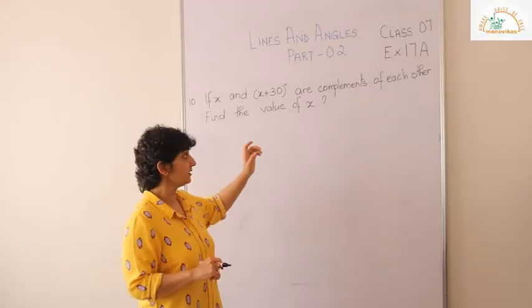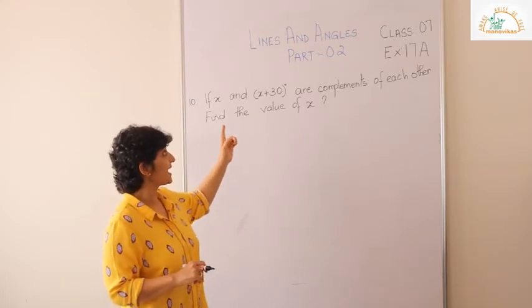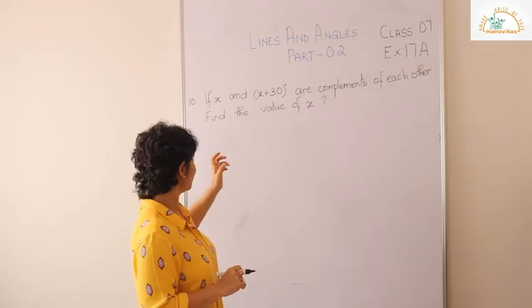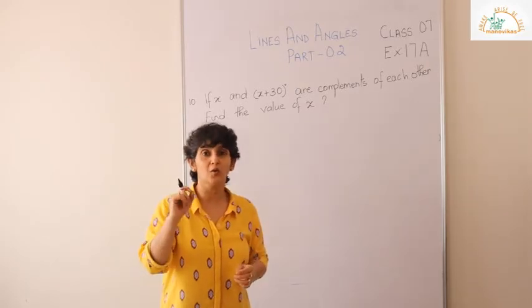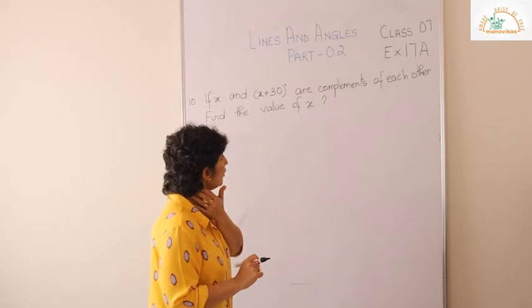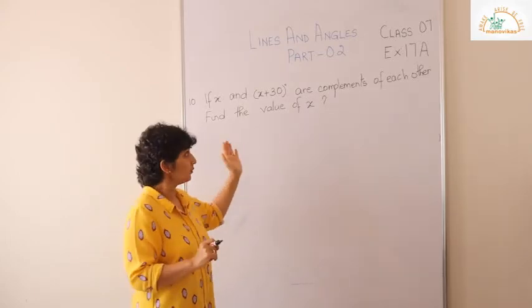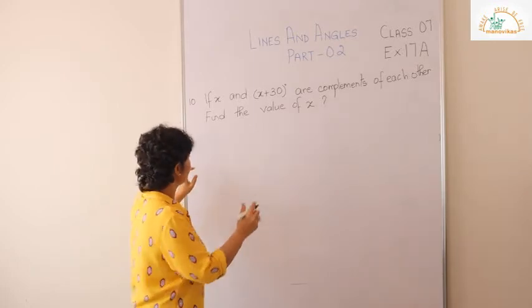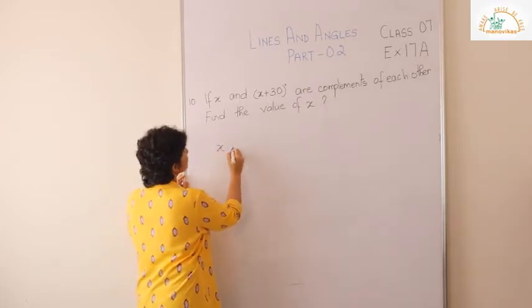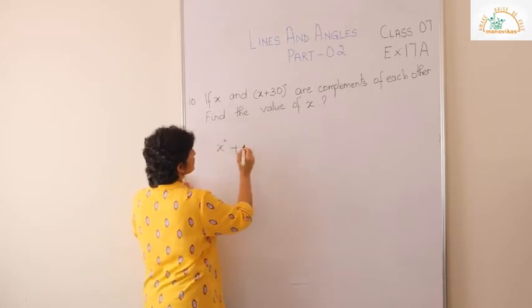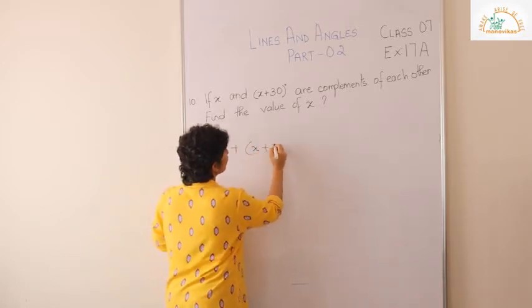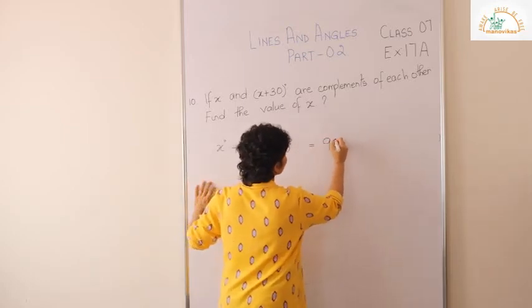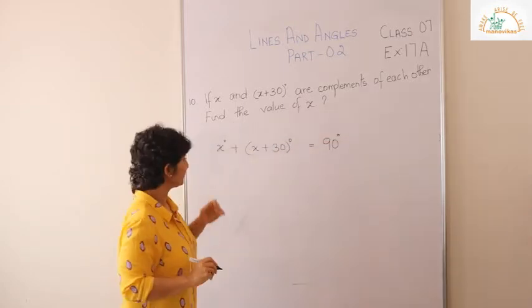Now our 10th sum, children, let's read it. If x and x plus 30 degrees are complements of each other, find the value of x. Now you know the meaning of complement. When you add the two angles, your answer should be 90 degrees. So x plus 30 degrees is equal to 90 degrees. Correct? Alright.